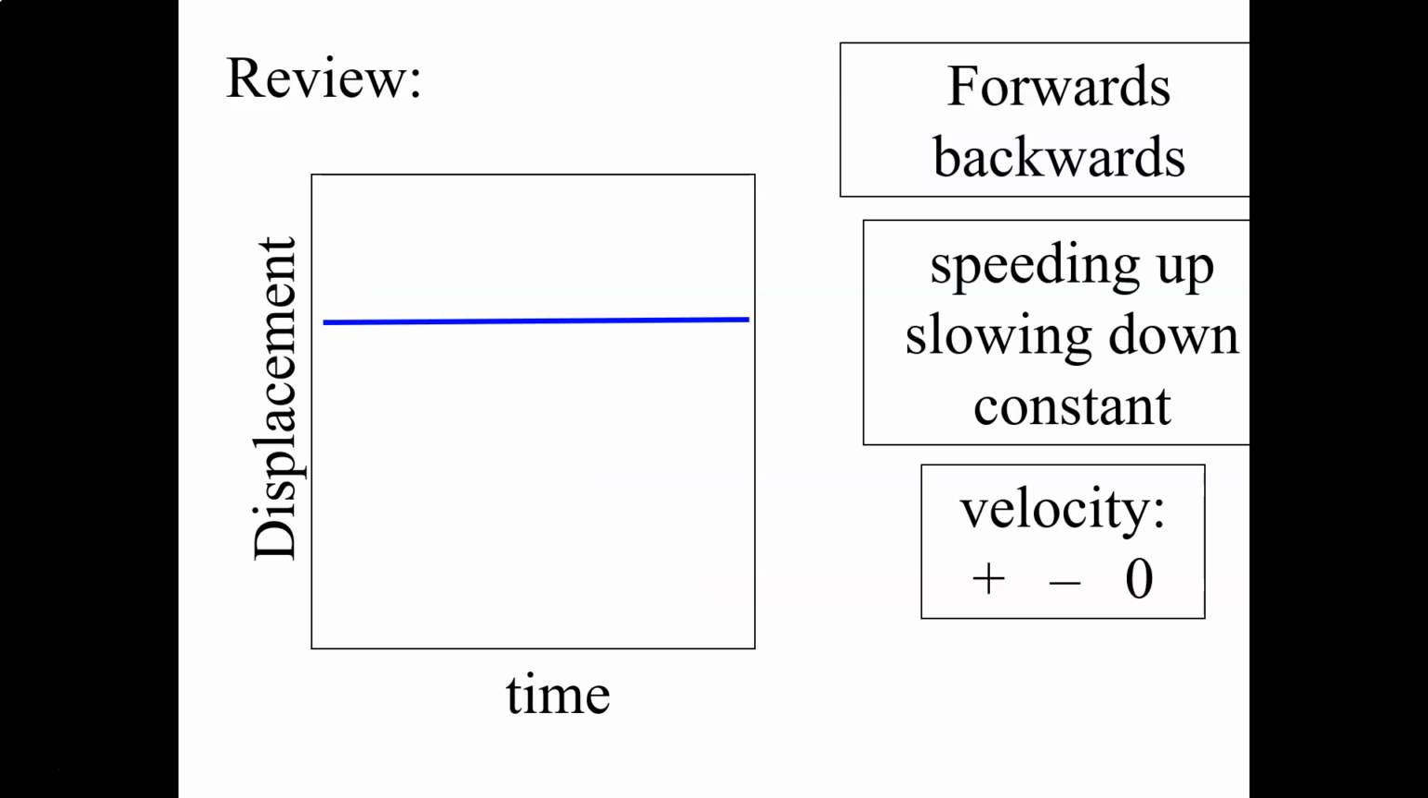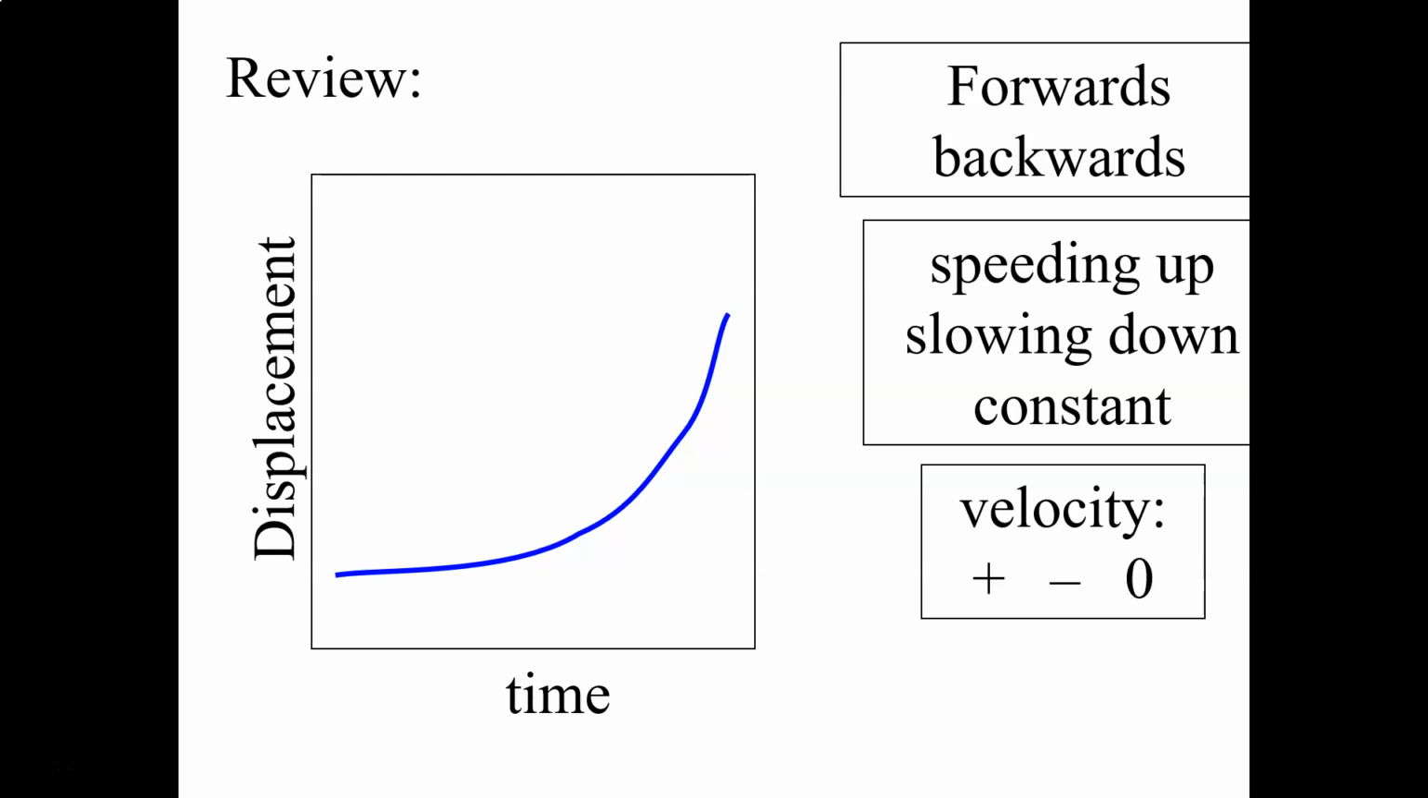Here, this object, it's neither pointed up nor down, so it's not moving forwards or backwards. So that's a trick question. Okay, and it's not moving at a constant velocity. So, since it's not moving, the velocity would be 0.